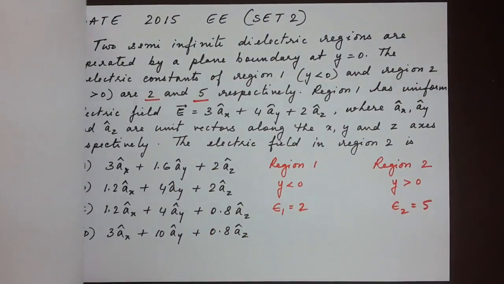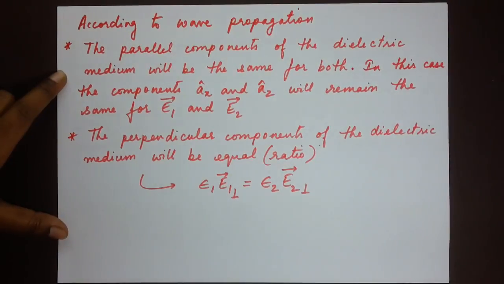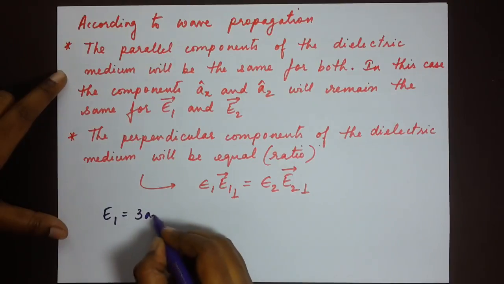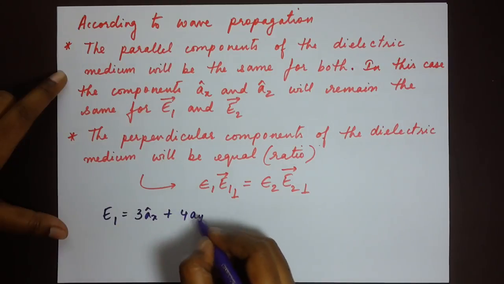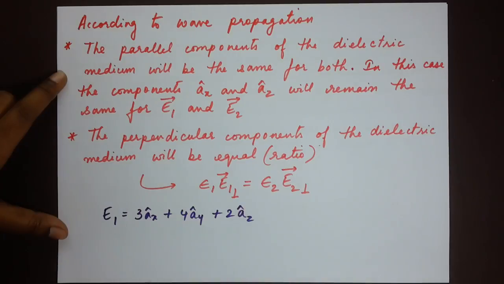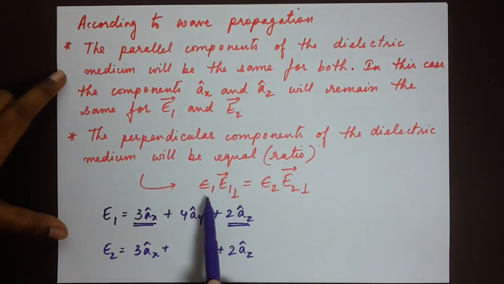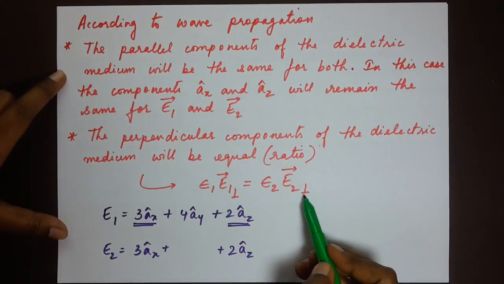Now if we look at the equation here, I'll write it down again. E1 is 3AX plus 4AY plus 2AZ. AX and AZ are the parallel components, so for E2 they would remain the same: 3AX cap, 2AZ cap. The component that will change is the perpendicular component, 4AY. The ratio is epsilon 1 E1 equals epsilon 2 E2. Using this ratio, let's find the perpendicular component of E2.